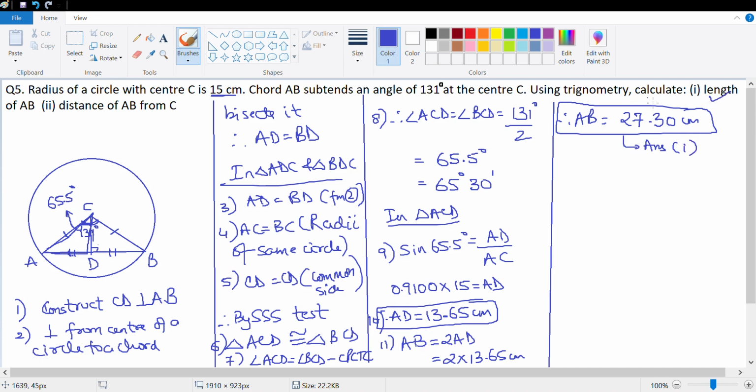Next, I need to calculate the length of AB from C, which means this time I need to calculate CD. Now I can either use Pythagoras theorem, but they clearly say use trigonometry, which means for this reference angle, CD is the base, which means I will use cos. So then cos 65.5 degree would be equal to CD upon AC. As per the book, cos 65.5 degree is 0.4147 multiplied with AC, that's 15, is equal to CD. Let's do this multiplication.